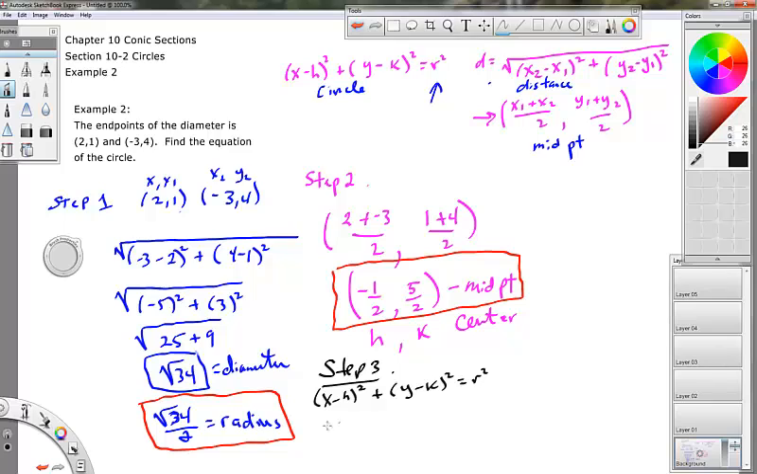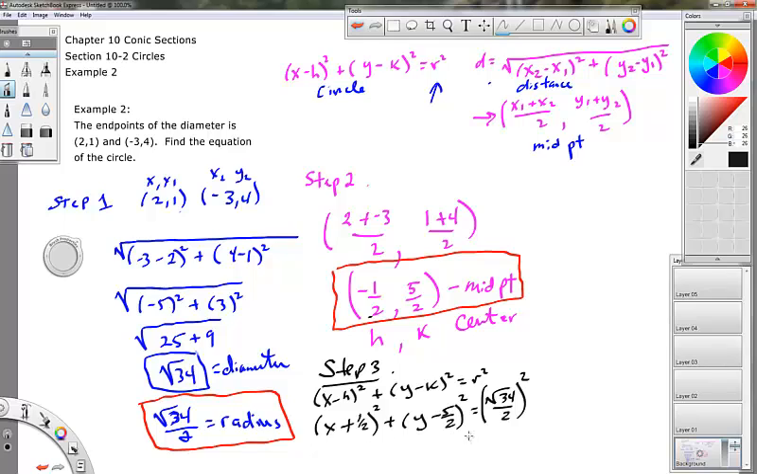And we're going to carefully now put all this in there. So h is negative 1/2. So that's going to be x minus, now watch it, negative 1/2, so that's (x plus 1/2) squared, plus (y minus 5/2) squared. And that equals radical 34 over 2, and that is also squared. Because when you have your radius, you have to square it for the equation.